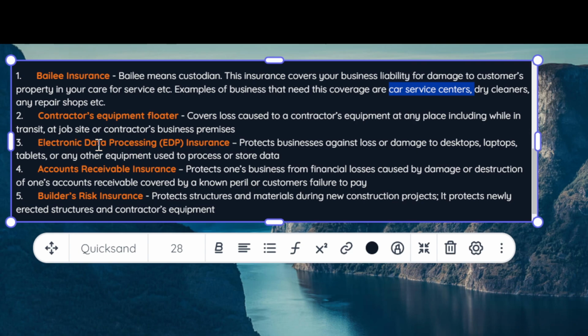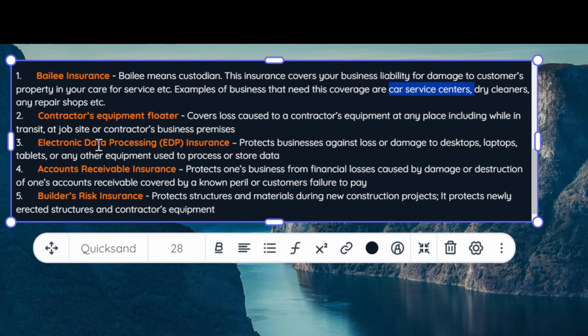The fourth type we are calling out here is accounts receivable insurance. This is a little more of a financial term, but here the money is considered as a property. It protects a business from any financial losses caused by damage or destruction of its accounts receivable, right? So here accounts receivable is considered as a material, and any damage that happens to it, you can protect against if you have an accounts receivable insurance.